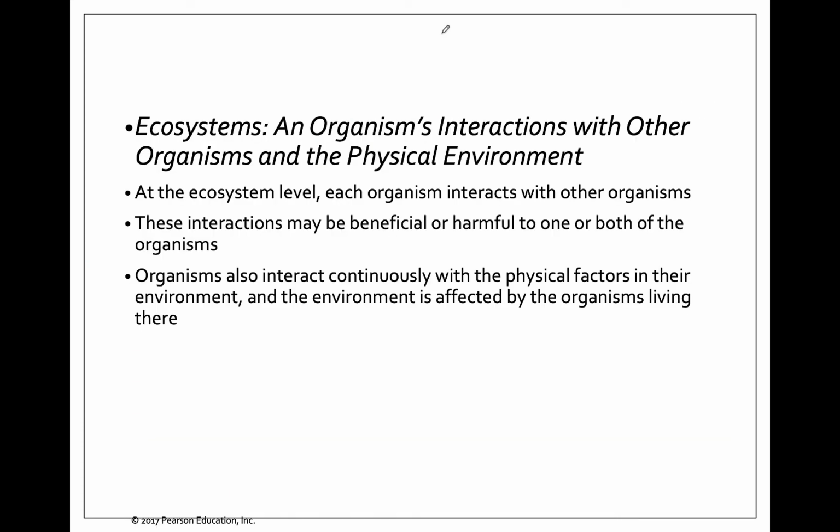At an ecosystem level, we see interactions with other organisms. Some of those are beneficial, some of them can be harmful. So things like mutualisms are going to be beneficial to both organisms. Parasites, predation, even herbivory is harmful to one of the interactions.